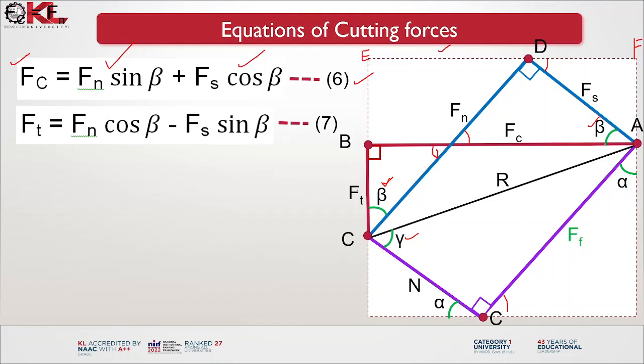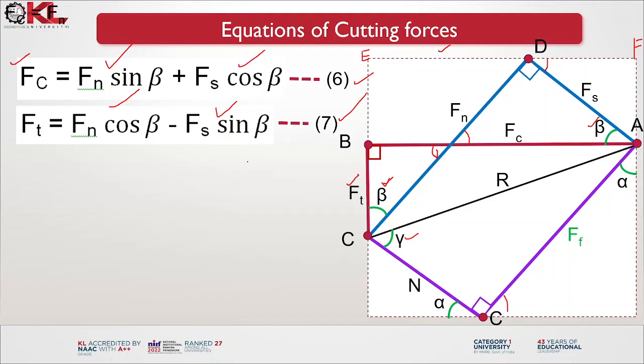Now what is the side CE? CE is Fn into cos beta, this being the adjacent side, minus... BE must be equal to AF, and this AF is opposite to the angle beta, so that is Fs into sine beta. Now you can subtract this Fs sine beta from this, then you can obtain this component of force, that is the thrust force. Thrust force is obtained using this equation. Let us name this equation 7.